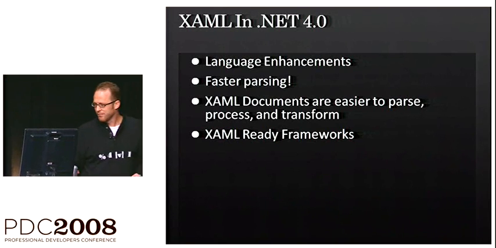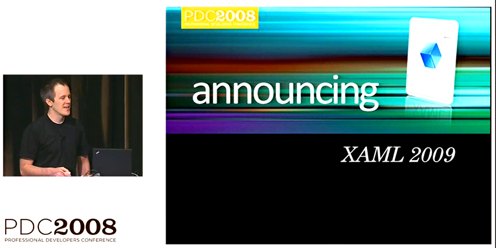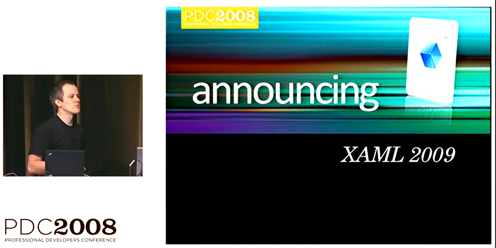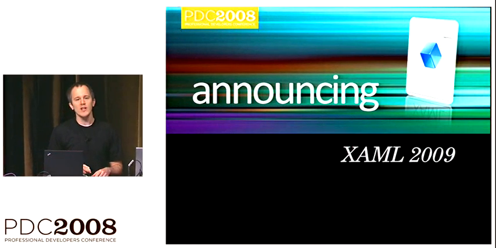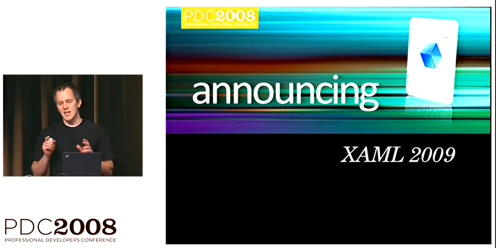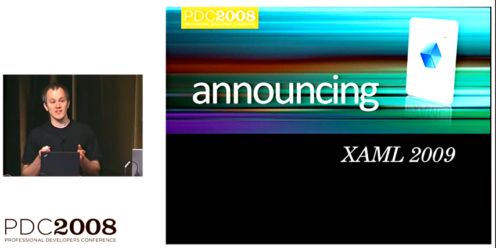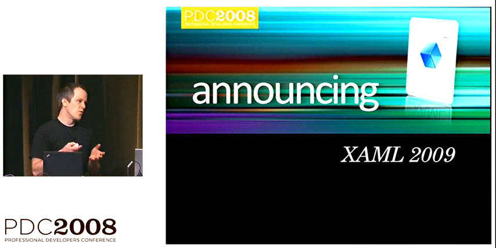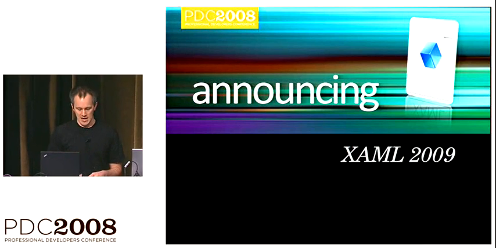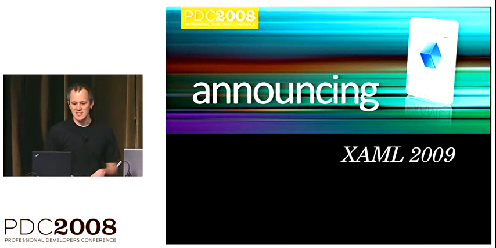Thanks, Rob. So let's kick this off. I'm pleased to announce that in .NET 4.0, we will continue to evolve and improve the XAML language by shipping XAML 2009. XAML 2009 makes it easier to author applications declaratively and enables richer XAML vocabularies. XAML 2009 includes a lot of things, so let's get started.